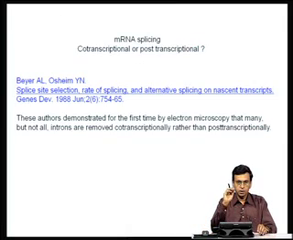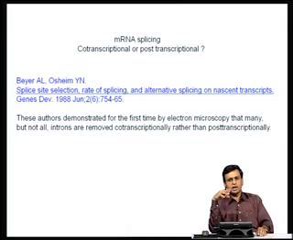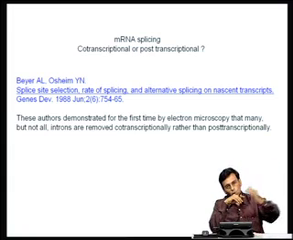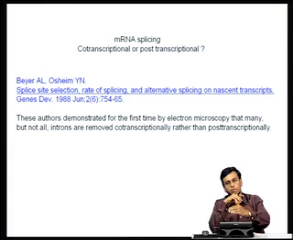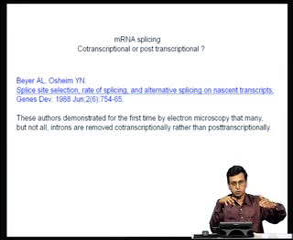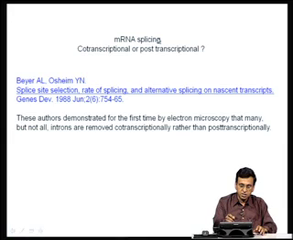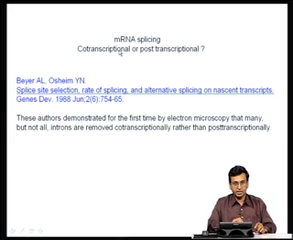Now, the question is what does the spliceosome do? Does the splicing machinery wait till the entire transcription is over, and then once the transcription is over, the RNA undergoes splicing, or as the RNA is coming out of the DNA template, does the splicing take place simultaneously? So, is mRNA splicing co-transcriptional or post-transcriptional?